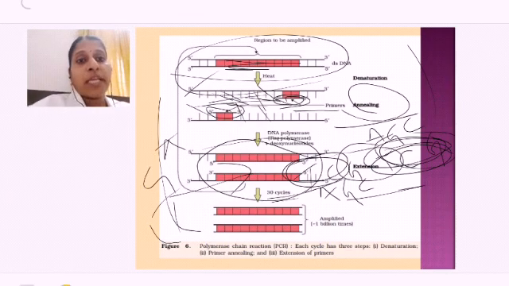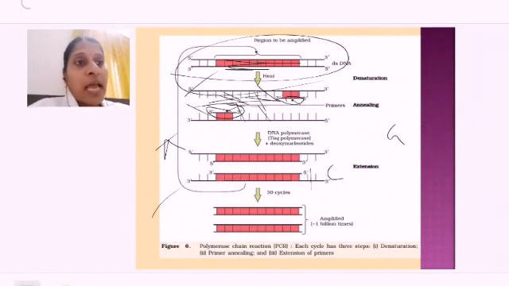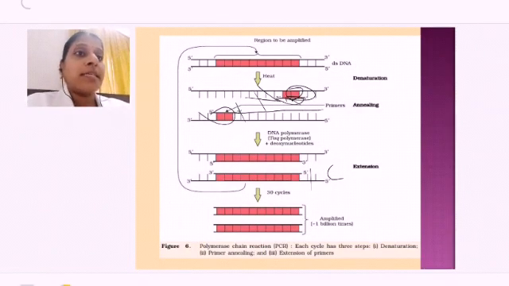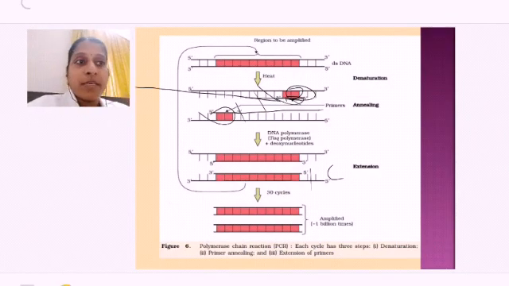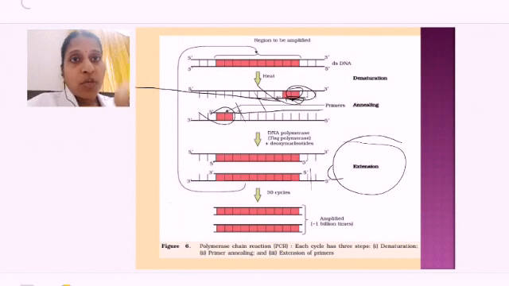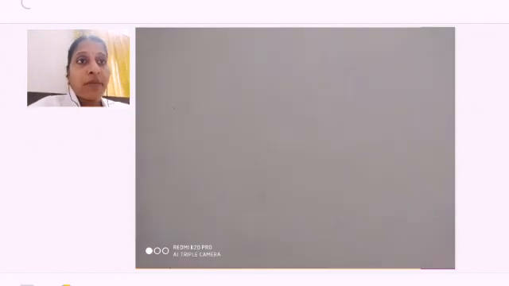The next process is what? Extension. What is extension? After the primers go and attach themselves to the segments, thereafter the DNA is getting extended. The DNA is formed over here. So that process we call extension. So the whole process we call PCR. Okay. Now I think you have understood. If you have not understood, once again I will explain.